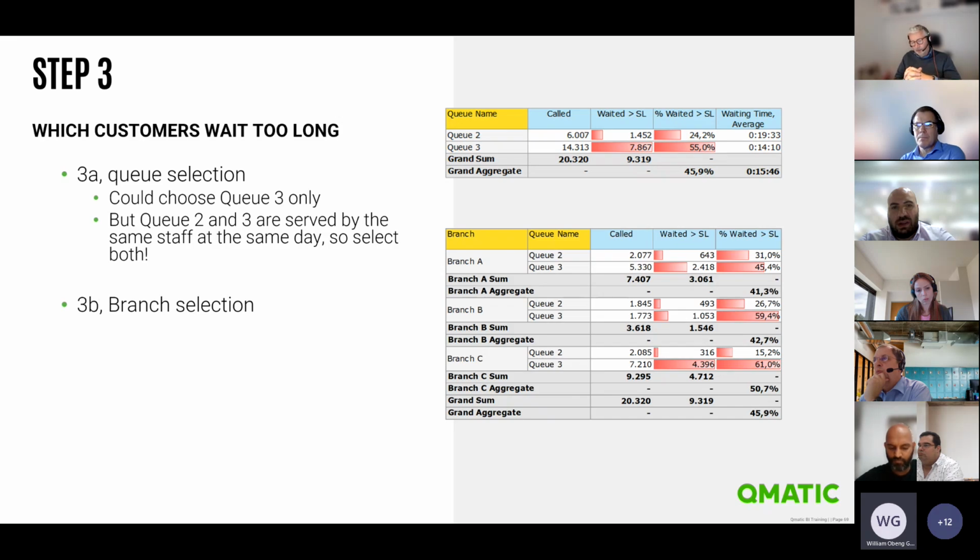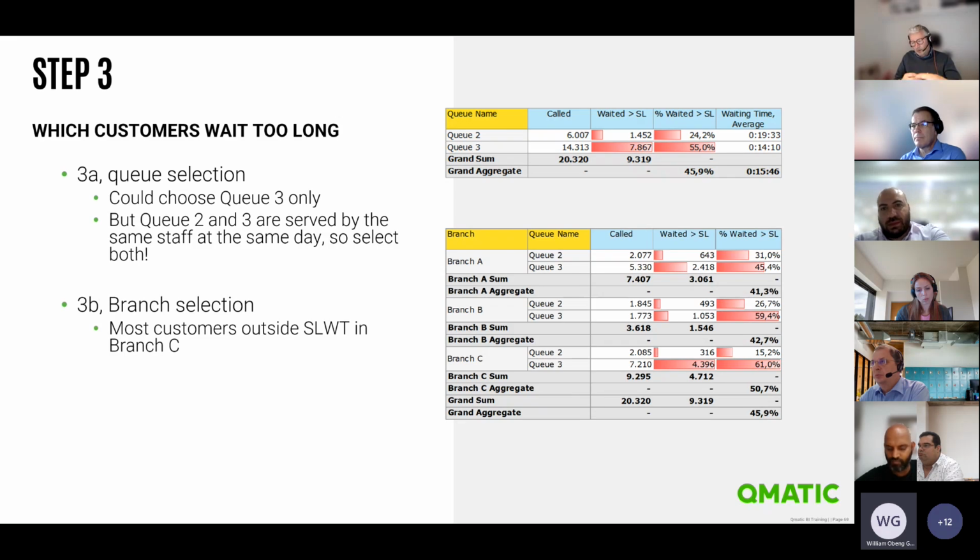I thought, let's look at whether this differs a lot between the different branches. In this case, there's branch A, B, and C, and you see some differences in numbers. But the most customers wait outside the service level in branch number C, not in branch number A and number B. Now, branch B performs quite a bit better than branch C.